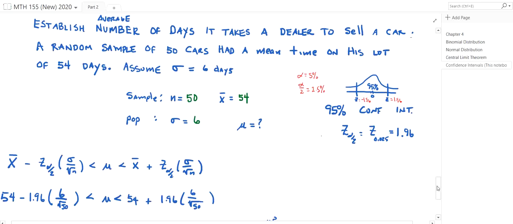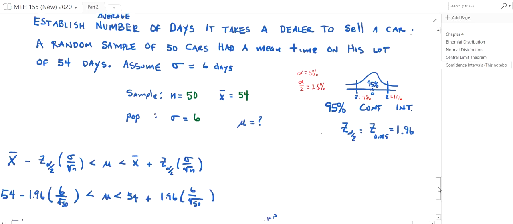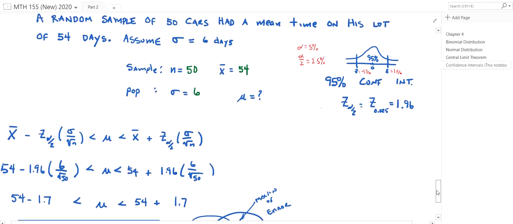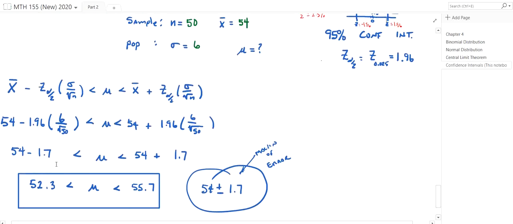So if you want to do the calculations, come back. You'll have 54 minus 1.7 is less than our mean, and 54 plus 1.7 is greater than our mean. So our mean is between those two numbers. And if you calculate that out, that means the mean is between 52.3 and 55.7. Another way to write that is 54 plus or minus 1.7. And again, this value here, z sigma over square root of n, is our margin of error.